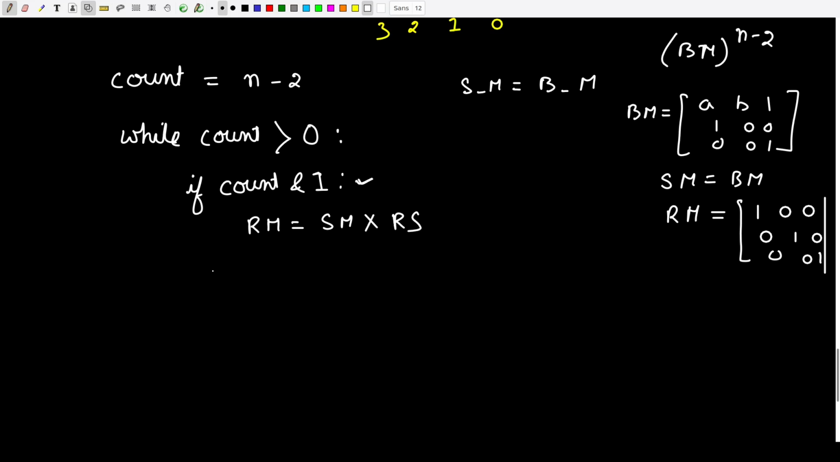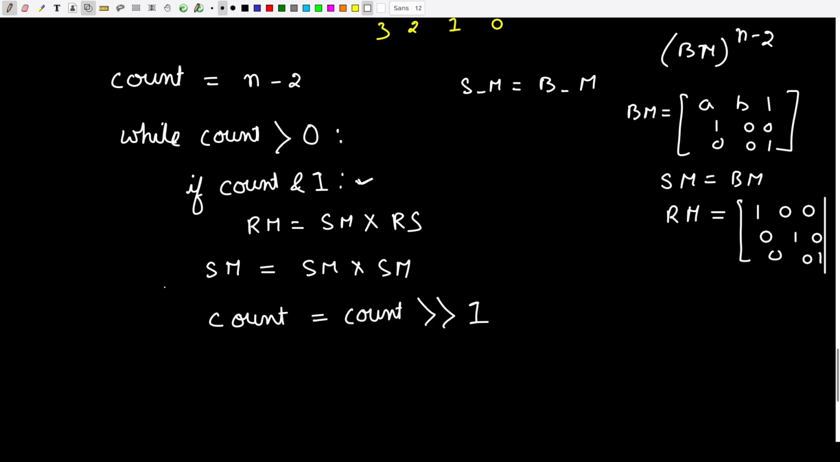Otherwise, we need to compute the squared matrix all the time. So the squared matrix will be equal to squared matrix into squared matrix, right? Please note, initially the squared matrix is BM. Okay, I'll just work with an example in order to explain this concept, because I think this is a little bit confusing. And once we have done that, then we are going to shift our bit by 1.